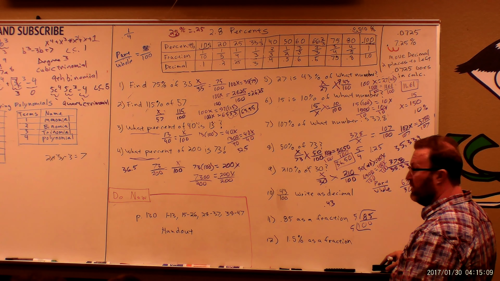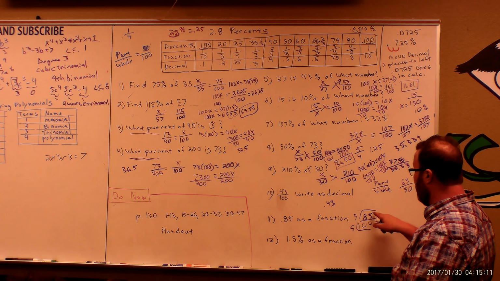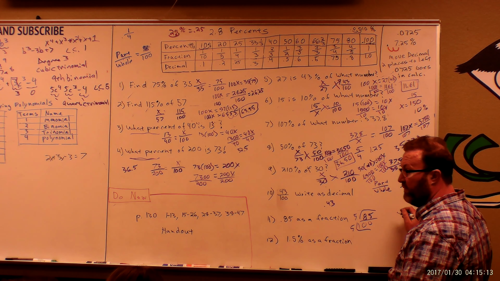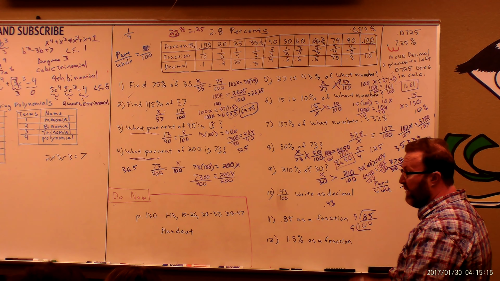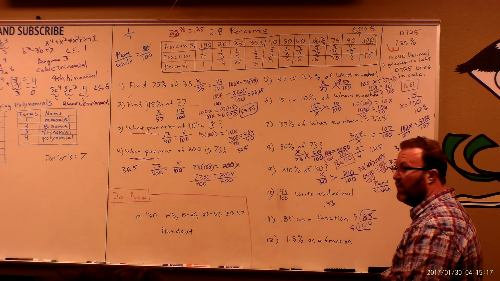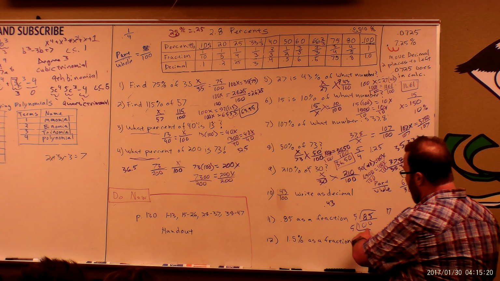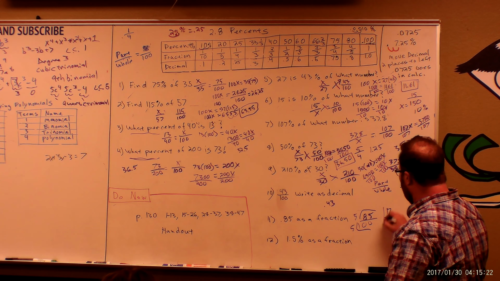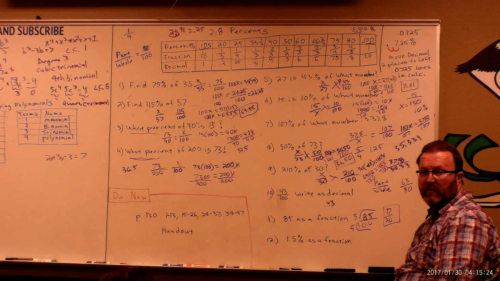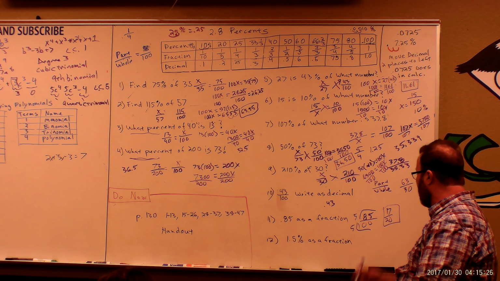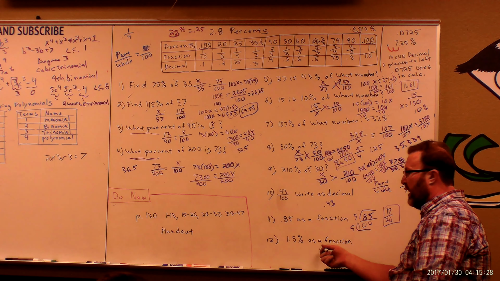Put 85 in your calculator, divided by 5. 85 divided by 5. 17. Thank you. And 100 divided by 5 is 20. Okay, are we done? Is this simplified? Yes, it can't go any lower. We're done. 17 over 20.